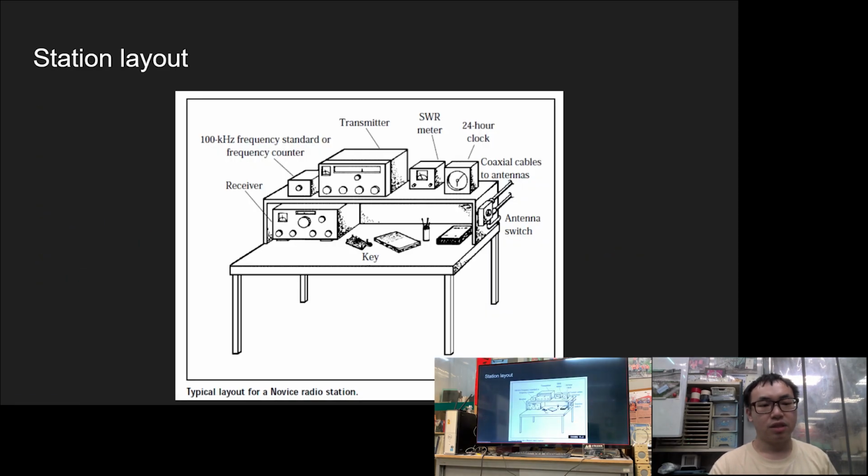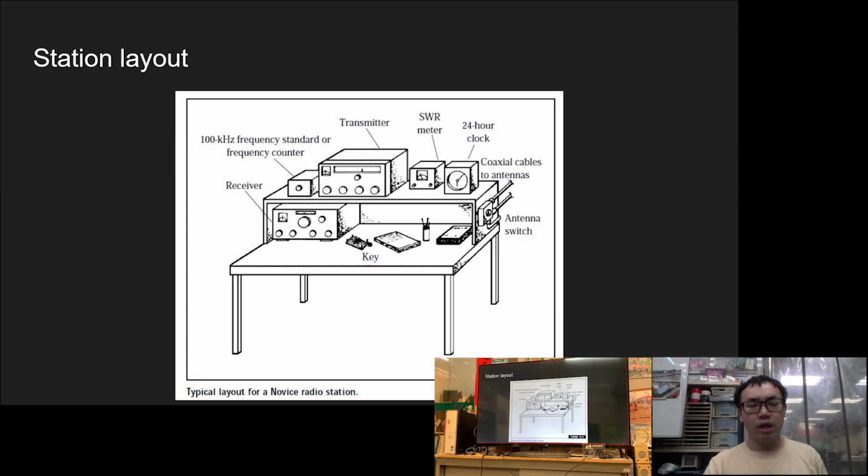Station layout. The station should look like this. You have your transmitter. It is just an example. It is not a must. You also have other devices that can help you measure your frequency, like the SWR meter, measuring the power you send out and the return. SWR is measuring the returning power, the ratio between emitting and returning power.